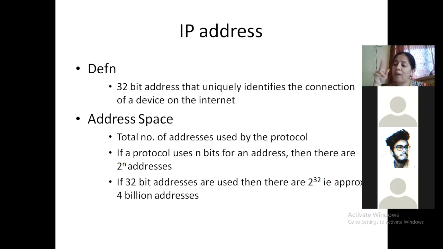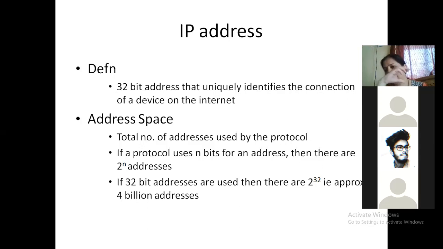Now, why 2 to the power of 8? Because a bit means 2 values, 1 and 0. So every bit can take 2 values, either a 1 or a 0. That means if there are 8 bits, base 2, 2 to the power of 8 different combinations of ones and zeros we can have. That's why 2 to the power of 8 addresses. Similarly, in internet protocol, every IP address is made up of how many bits? 32 bits. So if 32 bits are used, how many addresses can we have in the internet? 2 to the power of 32.